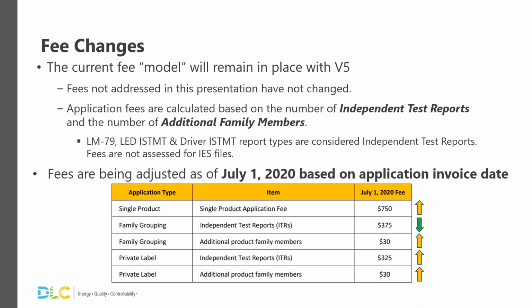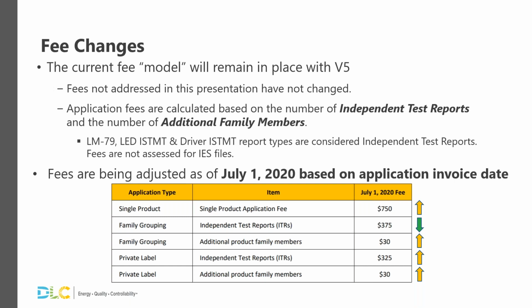For a single product application, the fee was initially $500. That fee has now been increased to $750. For family grouping applications and the charge for independent test reports, as I've described above, that previous fee of $500 has now been reduced to $375. For family groupings, any additional product family members that are added to a family application, that fee is now $30 versus the original $25 fee.